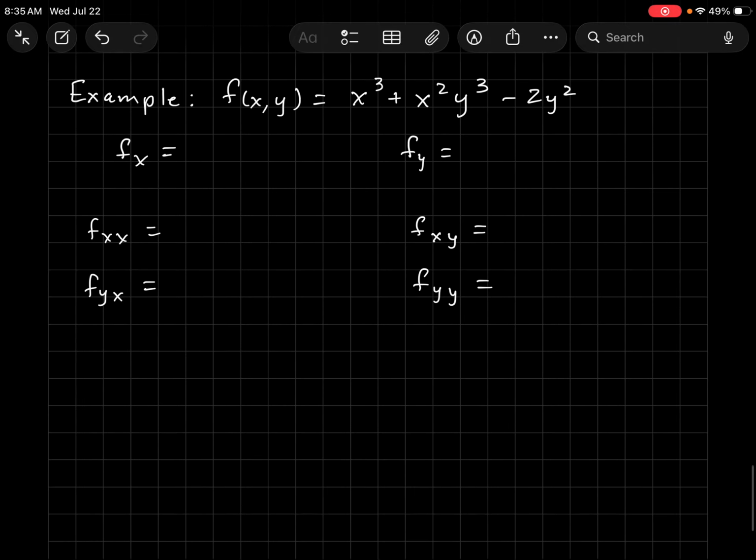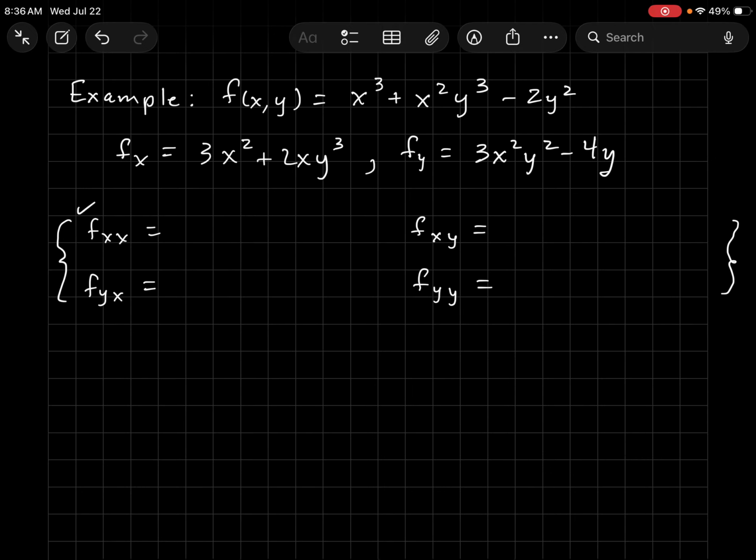Consider f of xy equals x cubed plus x squared y cubed minus 2y squared. And we want to find the second order partial derivatives. That is, we want to find all four of these down here. We have to start by finding the first partials. So the partial with respect to x is 3x squared plus 2xy cubed. Convince yourself that's true. The partial with respect to y is 3x squared y squared minus 4y.